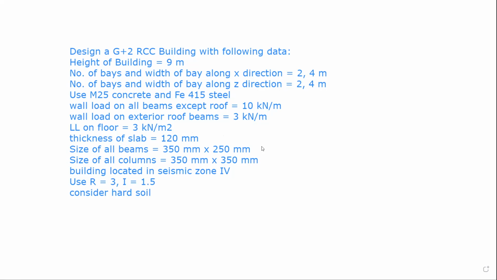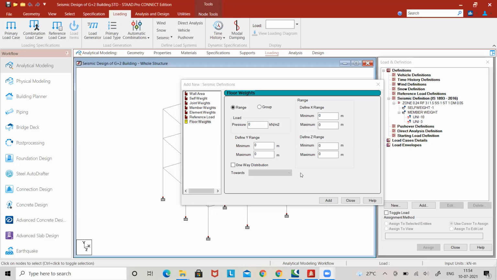So here I'm not going to model the slab. I am directly adding the self weight of the slab, that is kilonewton per meter square. So for that, I will calculate it. The self weight of the slab is 25 is the density multiplied by thickness, that is 0.12. It becomes 3 kilonewton per meter square. So that I will add it.